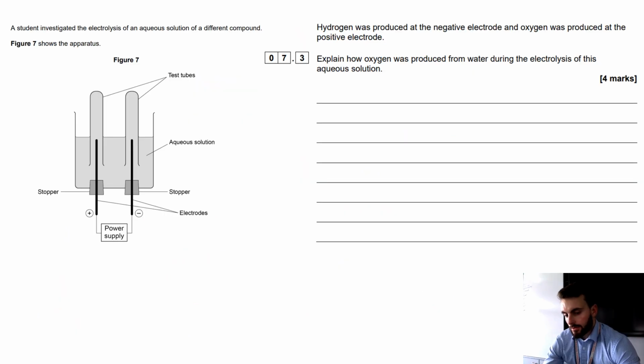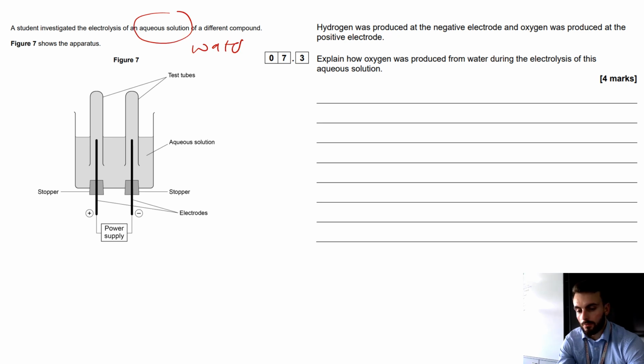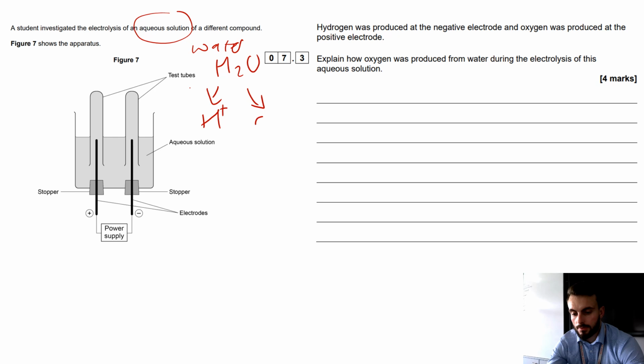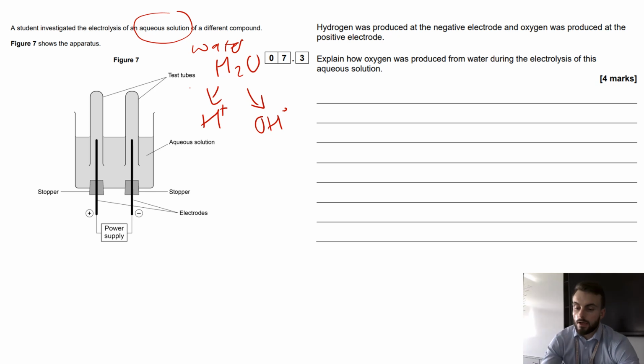A student investigated the electrolysis of an aqueous solution of a different compound. Aqueous solution means dissolved in water, so we're going to have some extra ions involved. Remember, water is H2O, and the ions it splits into are H plus and OH minus. Hydrogen was produced at the negative electrode and oxygen was produced at the positive electrode. Explain how oxygen was produced at the positive electrode from water for the electrolysis of this aqueous solution.